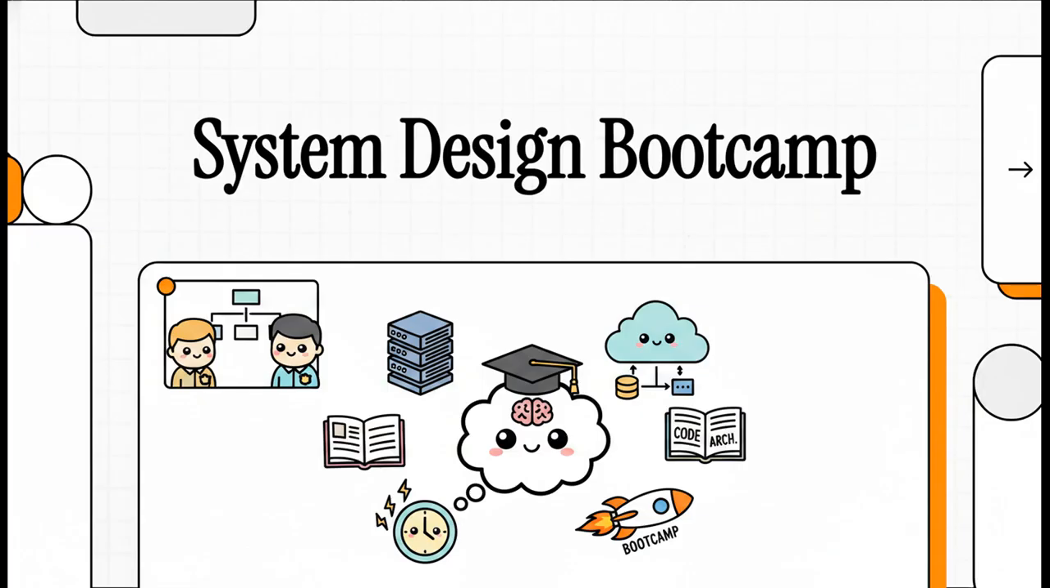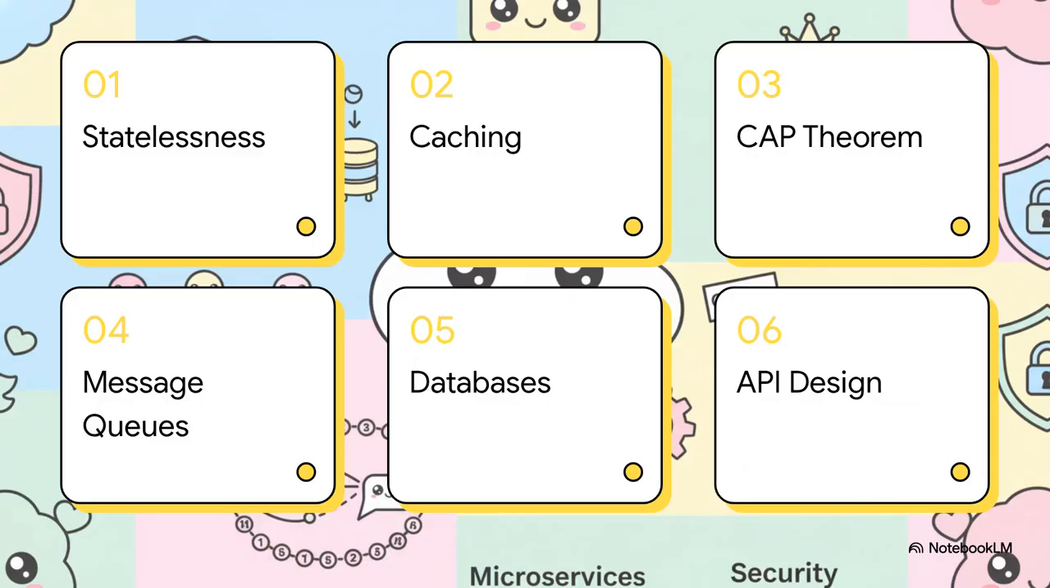Senior engineers get those massive offers because they can reason through architecture, not just grind out code. So consider this explainer your urgent, fast-paced exam bootcamp. We're going to build your mental model so you can absolutely ace that interview. Okay, let's dive into our syllabus for conquering system design. We'll be moving quickly through 6 core concepts today: statelessness, caching, the CAP theorem, message queues, databases, and API design.